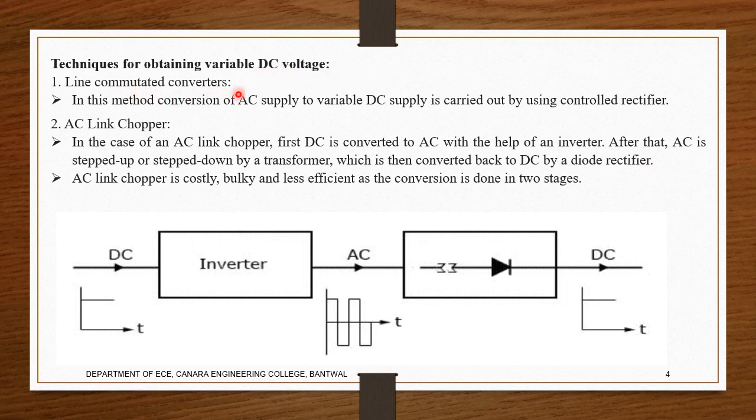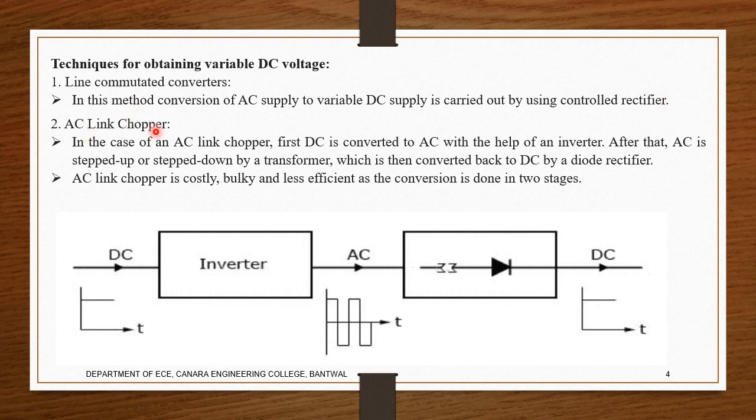Here there are different techniques to obtain the variable DC voltage. The first one is the line commutated converter. In this method, conversion of AC supply to variable DC supply is carried out by a controlled rectifier. So here the conversion of AC to variable DC has been done by using controlled rectification. That's what we had done in the previous unit.